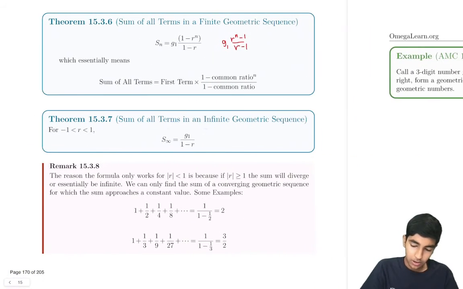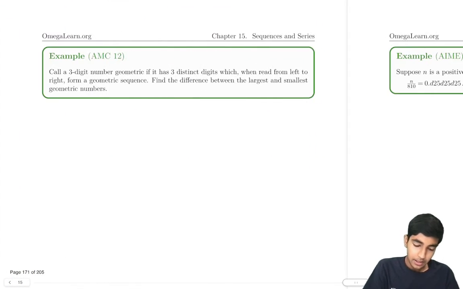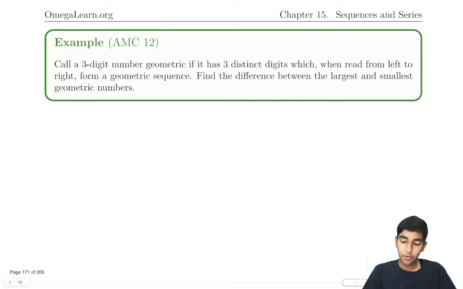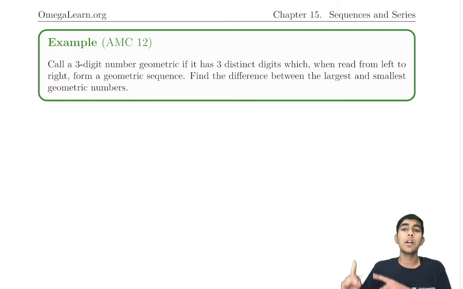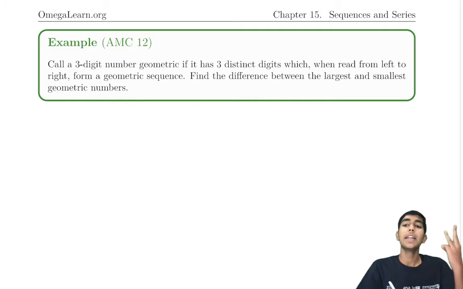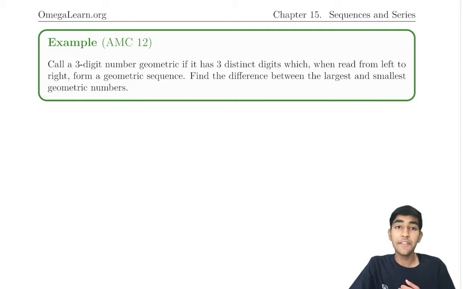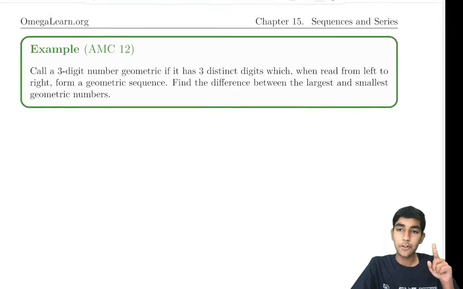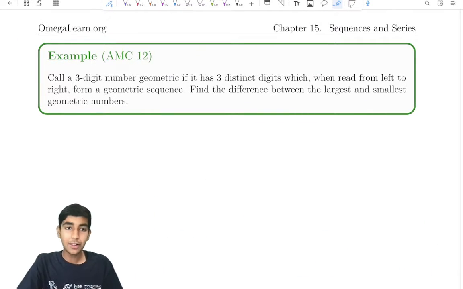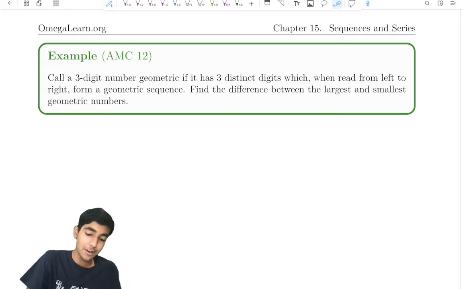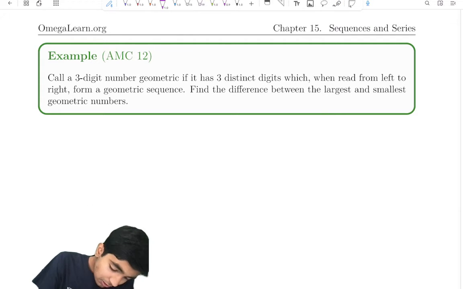And we'll come back to this one later. Let's first look at this problem over here. Okay. Call a 3-digit number geometric if it has 3 distinct digits which, when read from left to right, form a geometric sequence. Okay, interesting. Find the difference between the largest and smallest geometric numbers. Let's take this one step at a time.